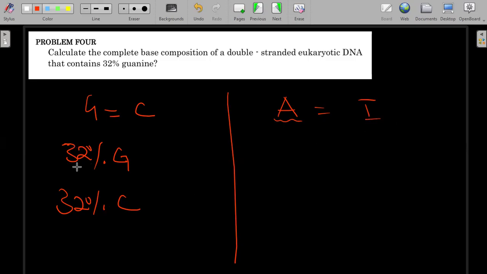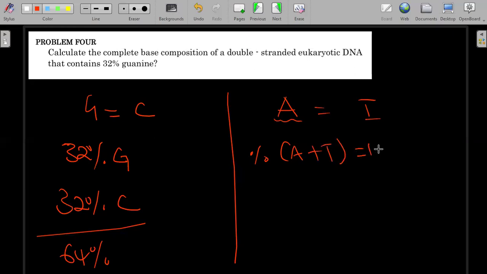We're going to add these two. We get 64. So this 64 is the percent for guanine plus cytosine. To find the percent of adenine plus thymine, we say 100 minus 64%, and from there we get 36%.